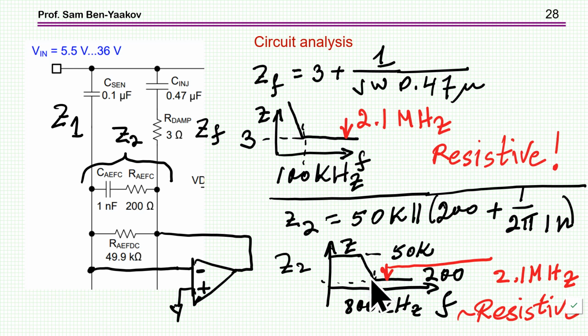As it turns out, this breakpoint is 800 kilohertz, and we are working at 2.1 megahertz. So again, we are just above this frequency breakpoint, and so it is primarily resistive. Well, there are some remnants, of course, of the capacitance, so the lagging, but it is primarily resistance.